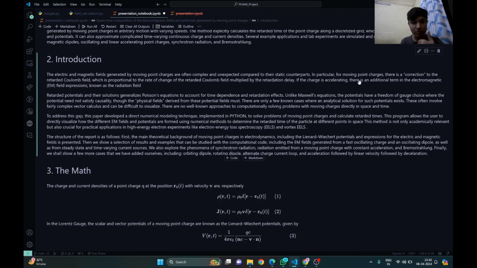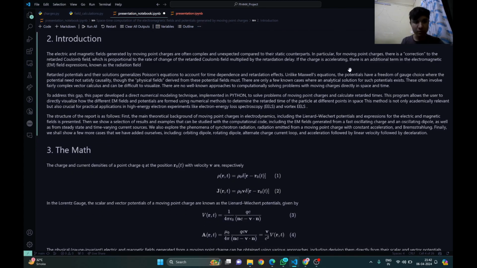Therefore, this program allows us to directly visualize how these different EM fields and potentials are formed using numerical methods to determine the retarded time of the particle at different points in space. This method that we're studying is not only academically very relevant, but it's also crucial for many practical applications in many high energy electron experiments like the electron energy loss spectroscopy, EELS, or even the vortex EELS.